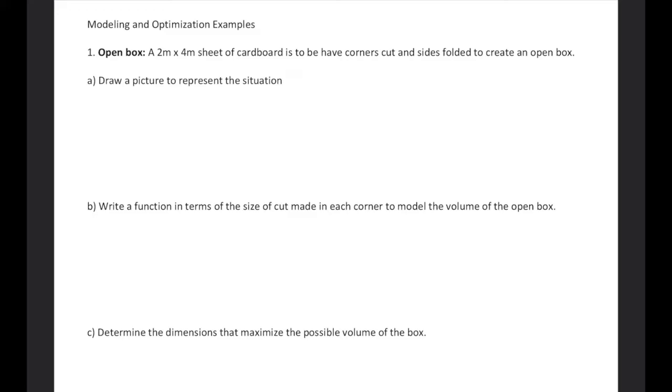Now here our situation is we've got an open box. It's a 2 by 4 meter sheet of cardboard. We're going to have the corners cut and sides folded to create an open box. So anytime I'm creating an equation or a model for something, it's worthwhile to create a picture. So we've got a sheet of cardboard that is 2 meters by 4 meters.